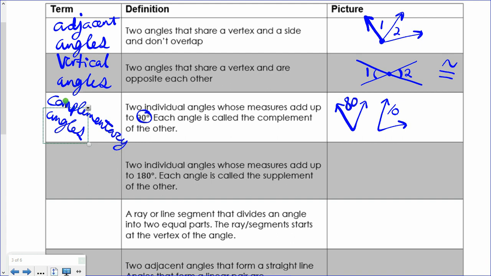Notice how they're not touching. Are these two angles adjacent? No. Do angles have to be adjacent to be complementary? No. The only definition is that they have to add up to 90. Can they be adjacent? Yes, but they don't have to be. As long as they add up to 90, they're considered complementary. All right, what do you call angles that add up to 180? Those are your supplementary.